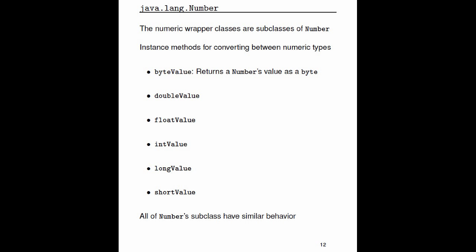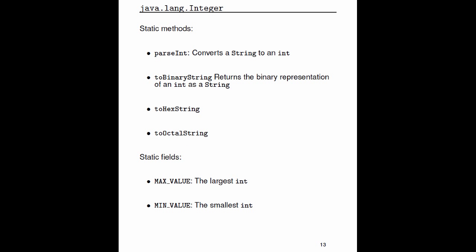Okay, so there's a superclass of all of the numeric related wrapper classes, things like int and long and float and everything, called java.lang.Number. And java.lang.Number has instance methods that are used for converting between all the types. So let's say that you've got a capital B Byte, and you want to figure out what its float value is. Well, you could create an instance of Byte and then invoke the floatValue method on it. Since all the subclasses of Number have similar behavior, we'll just look at one of them. And that's java.lang.Integer.